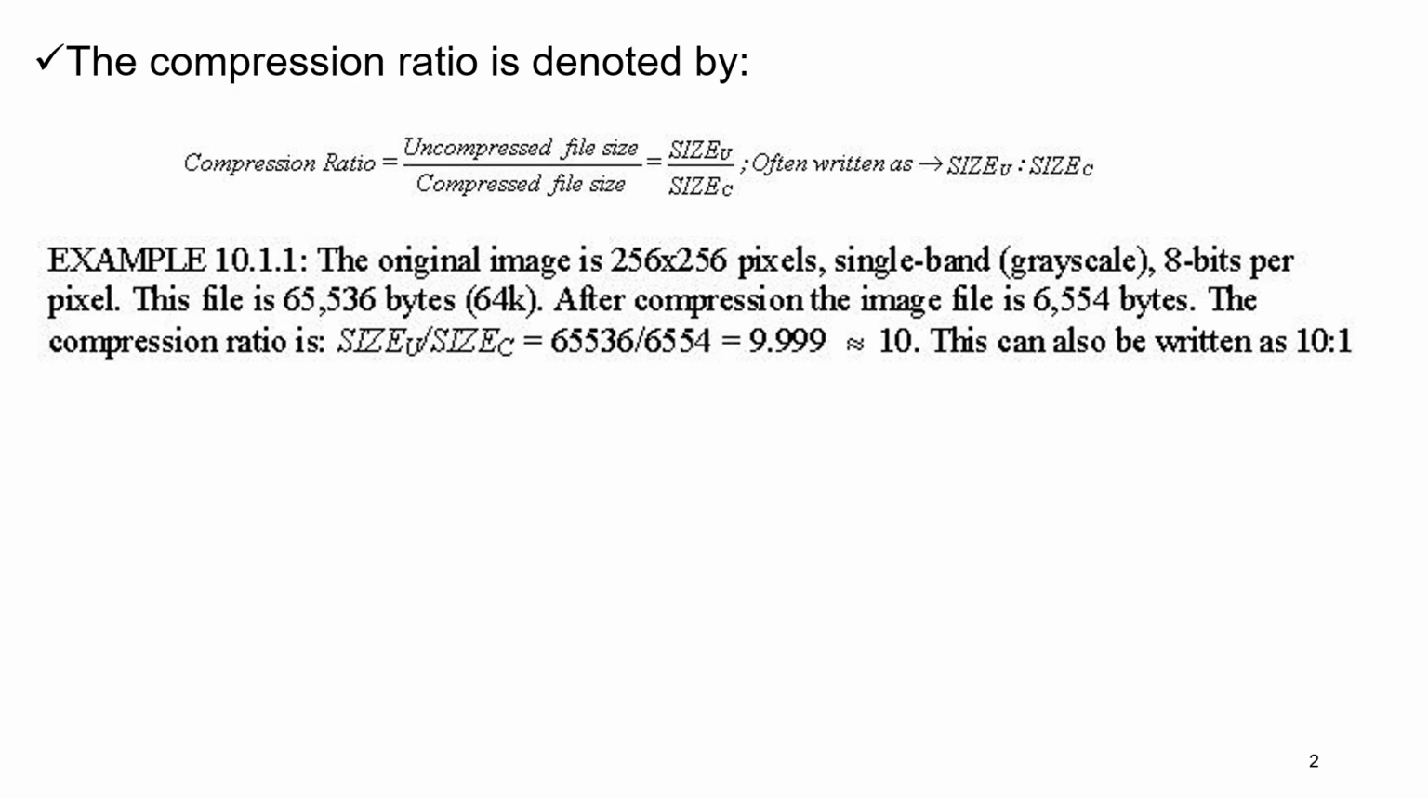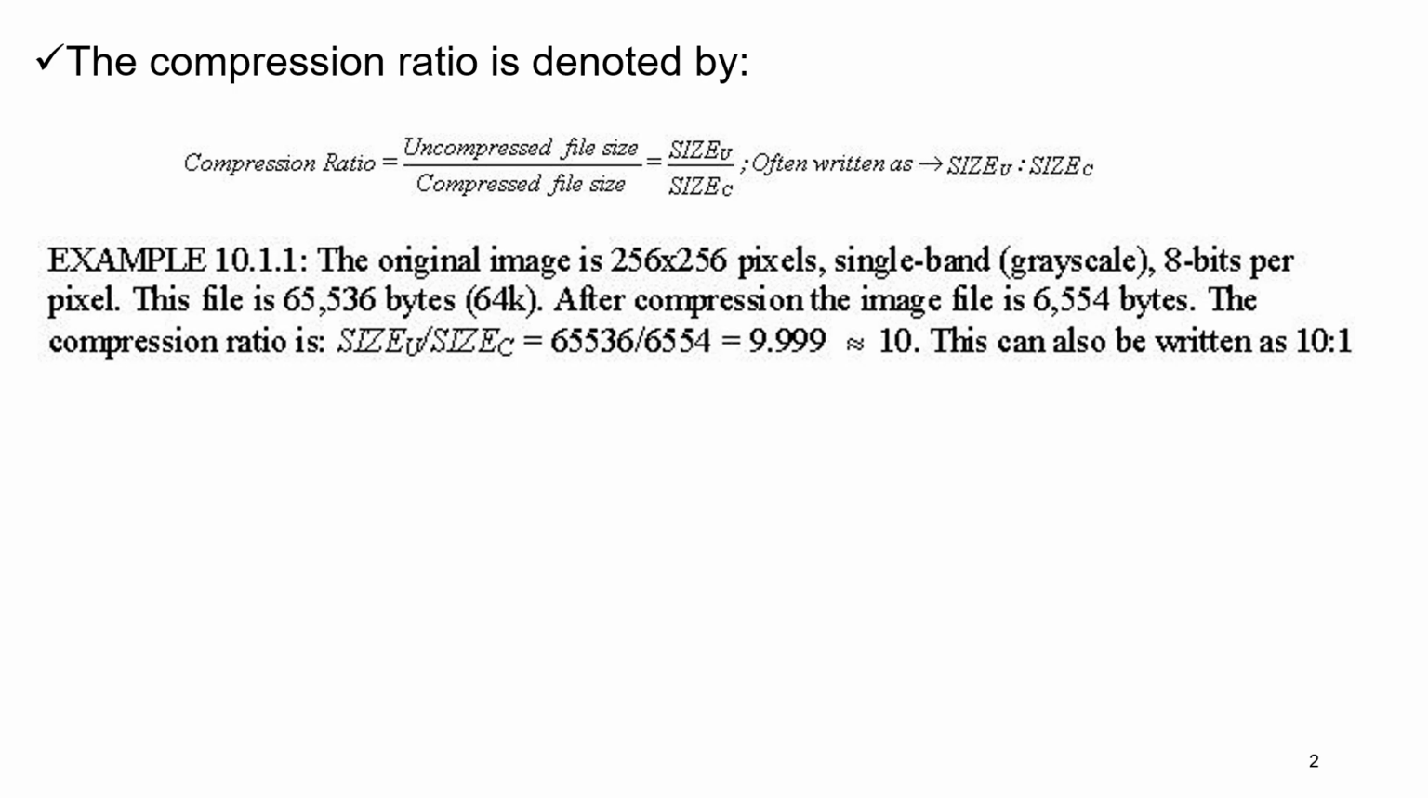size of 256 cross 256, single band, that is a grayscale image, 8 bits per pixel. This file size will be 65,536 bytes, approximately 64 kilobytes. When we multiply 256 into 256, we get the size as 65,536. After the compression, the image size should be approximately 6554.